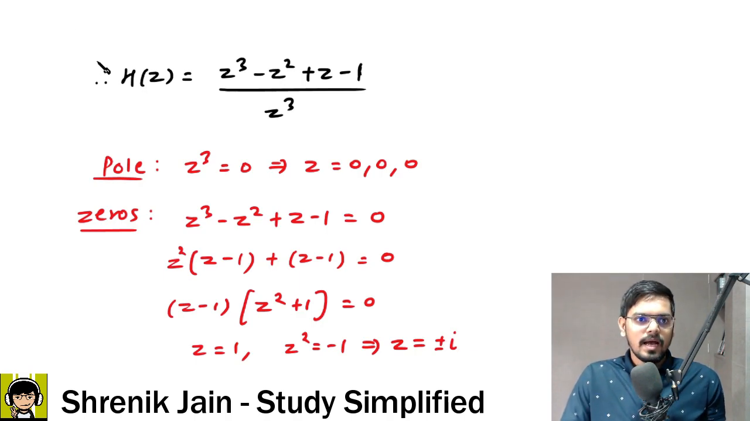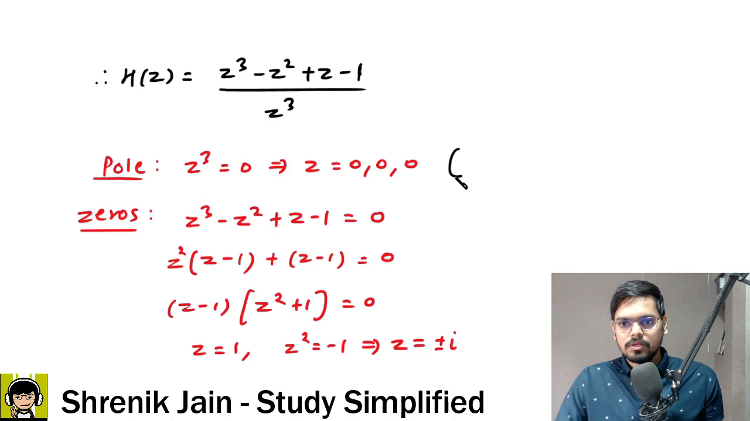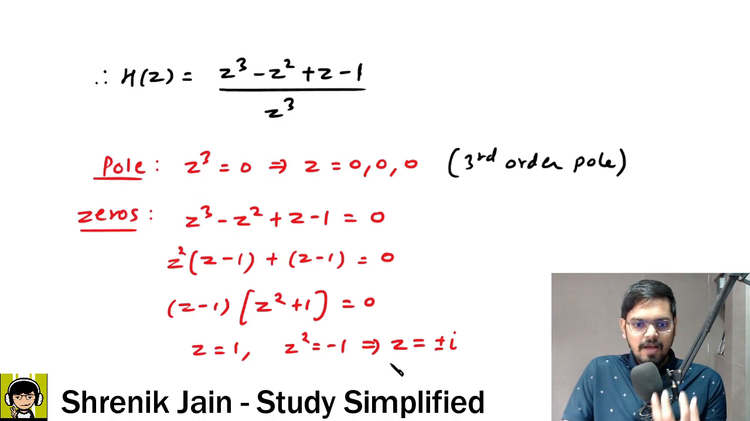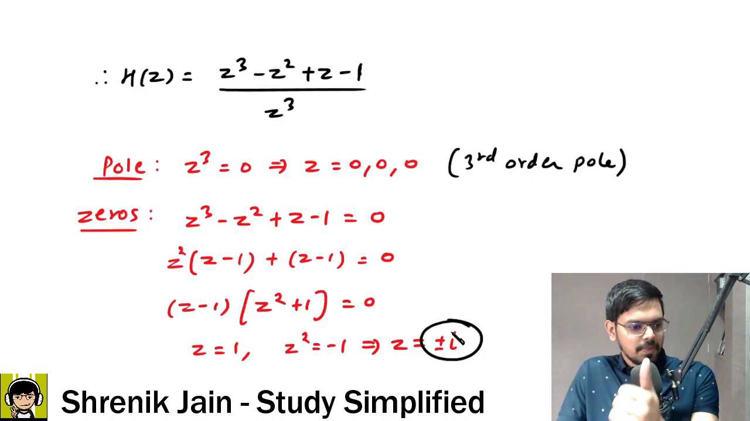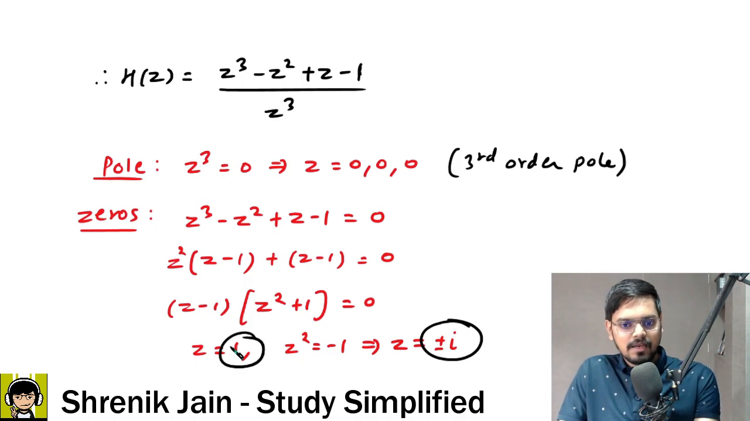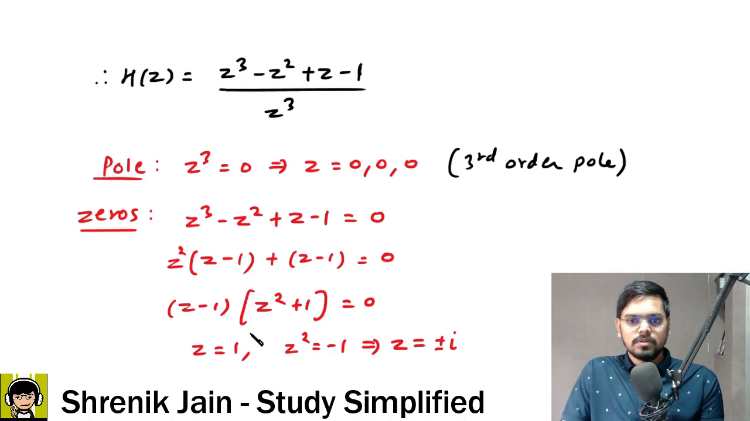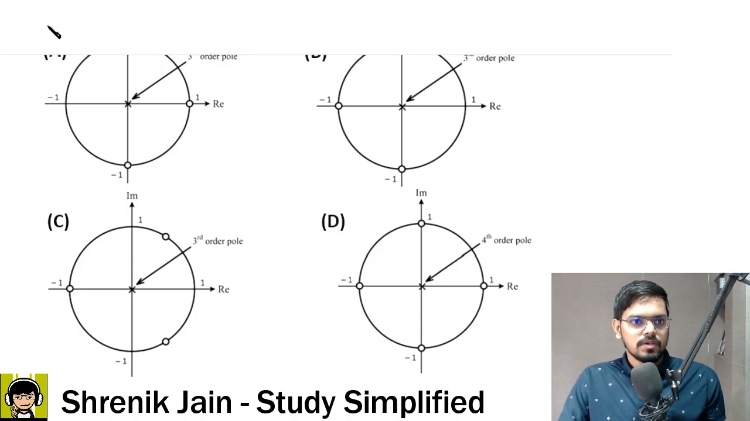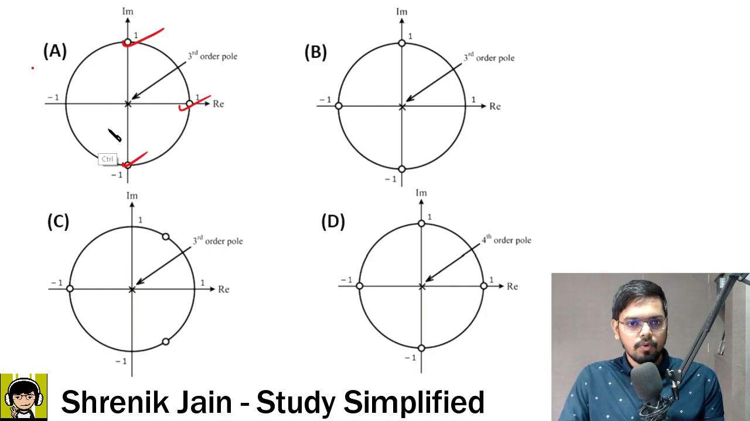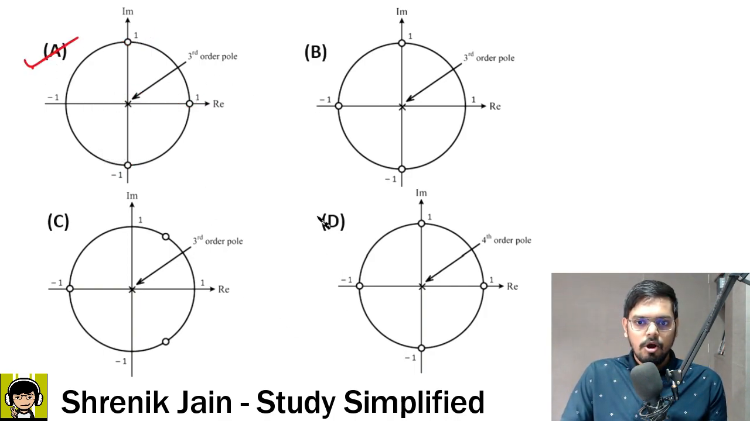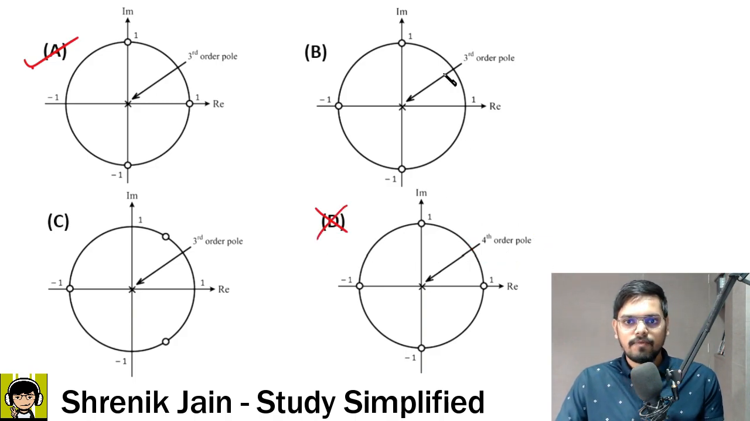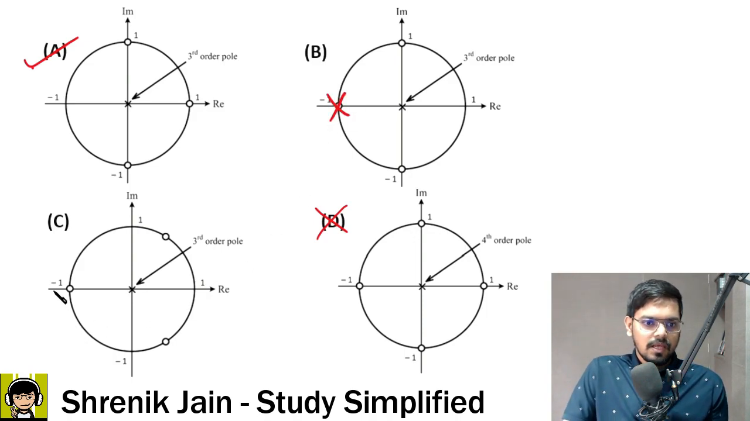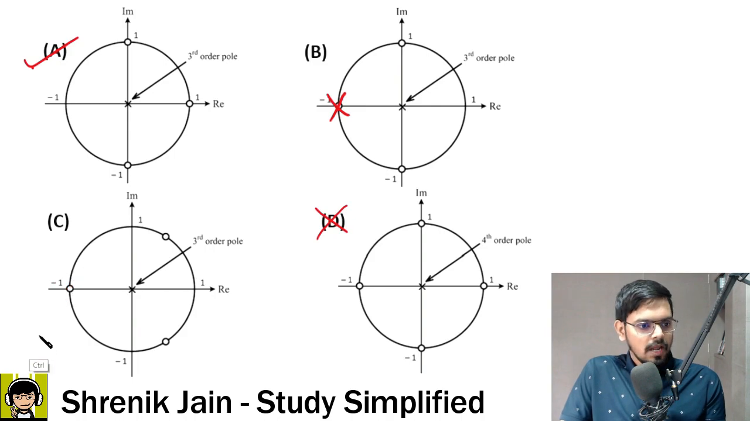Yes. So we have third order pole at origin. This is third order pole, okay, at origin. And then we have 3 zeros. First at plus i, next at minus i, and finally at 1. So if you check now the options, you will say, sir, option A, zeros plus i, minus i, plus 1, and third order pole. Absolutely correct. Option A is correct. Option D is wrong because fourth order we do not have. Option B is wrong because we do not have zero at minus 1. Similarly, C is wrong because we do not have zero at minus 1.